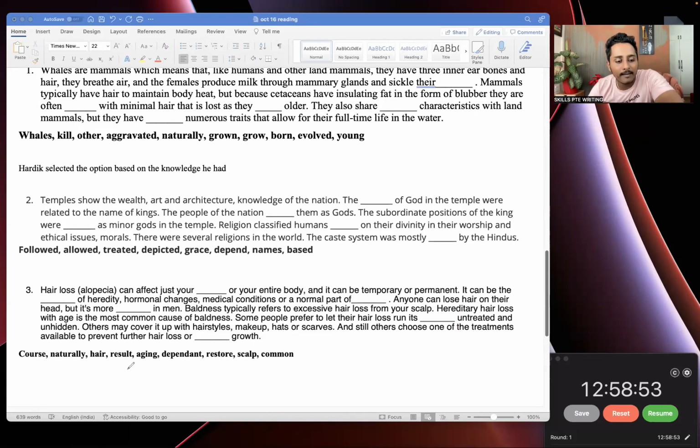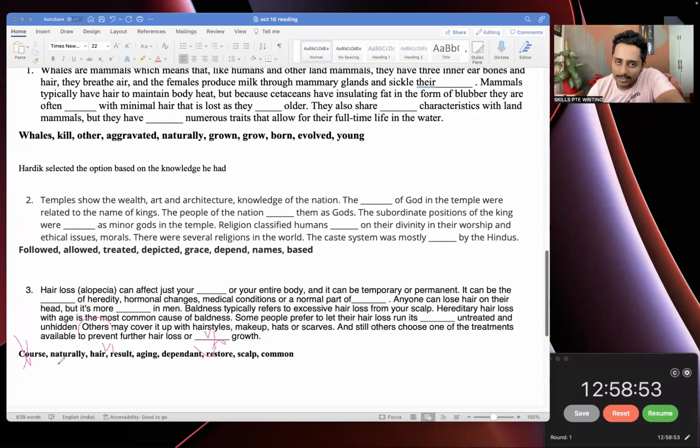Others may cover it up with hairstyles, makeup, hats, and scarves, and still others choose one of the treatments available to prevent further hair loss. After "to", what has to come? See here, prevent has come, so is it verb 1, verb 2, or verb 3? Prevent is verb 1. To prevent further hair loss, or prevent growth, some verb 1 has to come.